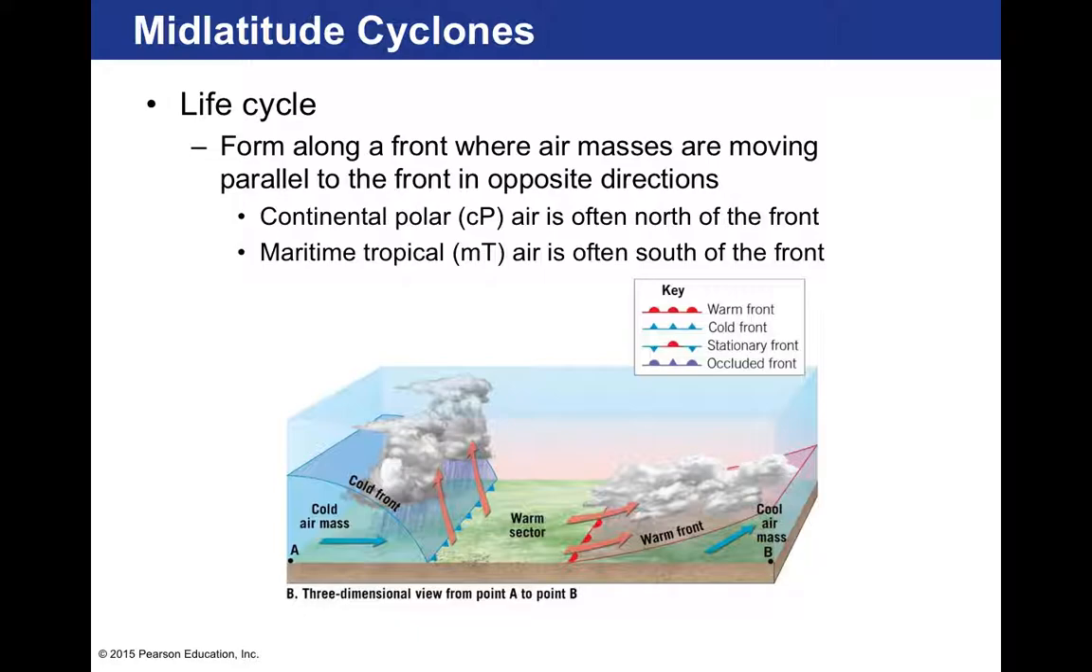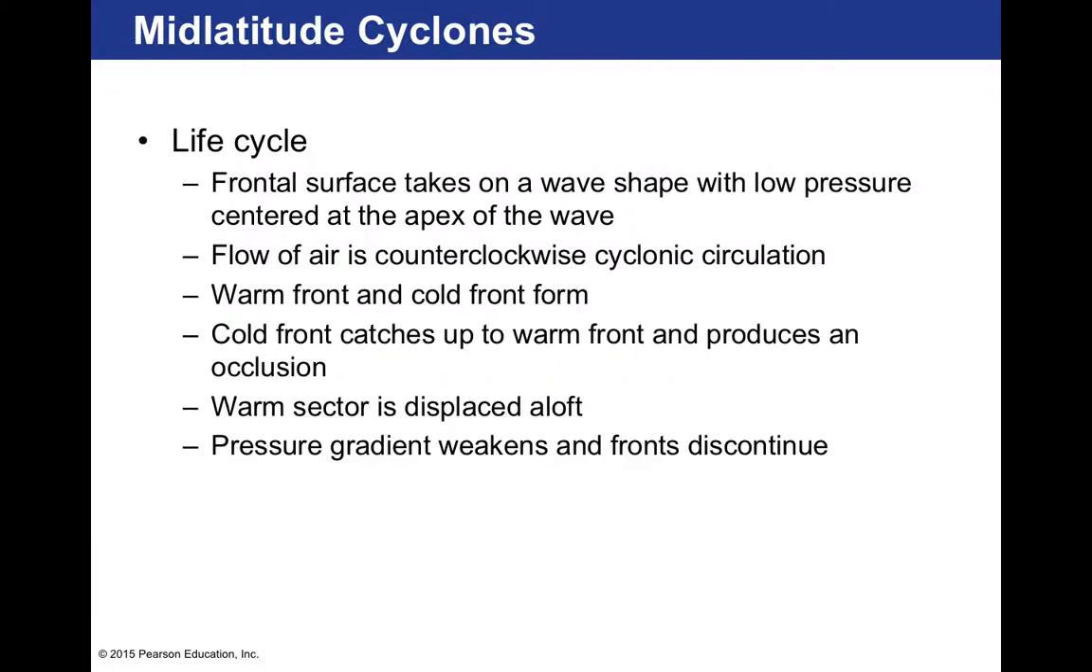All right, so the life cycle of mid-latitude cyclones. These form along a front where air masses are moving parallel to the front in opposite directions. A continental polar air mass is often north of the front, and the maritime tropical air is often south of the front. The frontal surface takes on a wave shape with low pressure centered at the apex of the wave. The flow of air is counterclockwise, just like I described in chapter 18 for a cyclonic circulation. The warm front and cold front form. The cold front eventually catches up with the warm front and produces an occluded front. The warm sector is displaced aloft and the pressure gradient weakens, and then the front discontinues.